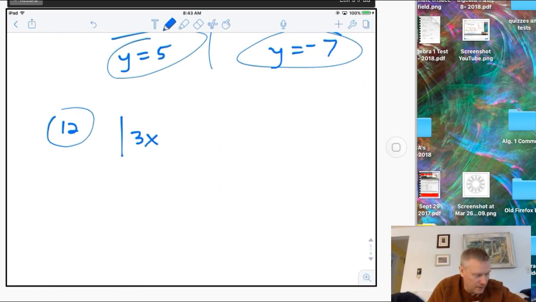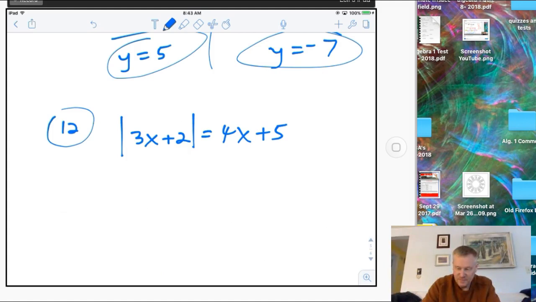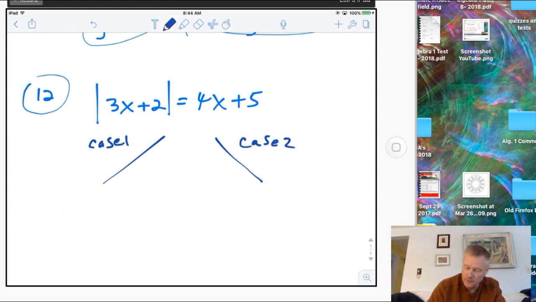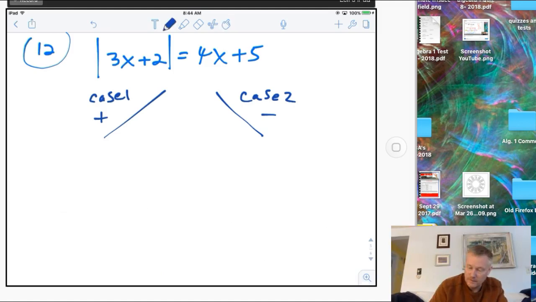Absolute value of 3x plus 2 equals 4x plus 5. All right, so here we go. This one's kind of weird because it's got variables on both sides. So I've got the absolute value alone. What I'm going to do is break this up into case 1 and case 2. Case 1 will be the plus, case 2 will be the minus. So what I get is 3x plus 2 equals 4x plus 5. Case 2, I got to use parentheses on that right side.